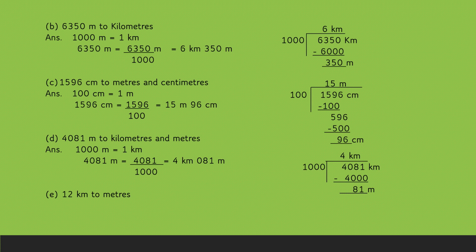Now E part, 12 kilometer to meters. Now here you have to change from bigger unit to smaller unit. So you will do multiplication. You know 1 kilometer is equal to 1000 meters. So 12 kilometer will be 12 into 1000. It will be equal to 12,000 meters.